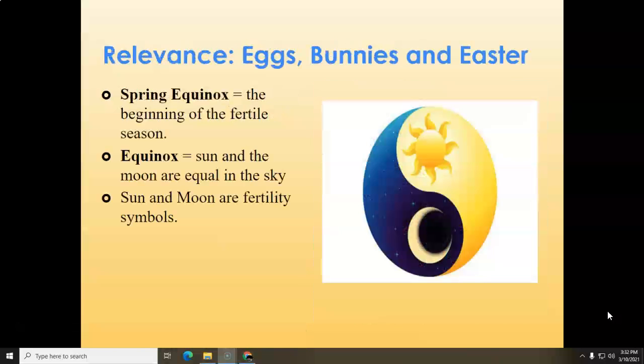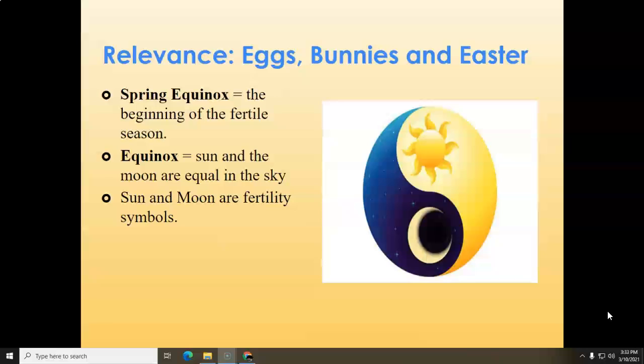So the relevance between eggs, bunnies, and Easter. Easter happens in the spring. It's one of the revolving religious holidays that isn't at the same time every year, but it depends upon when certain full moons fall, and it has to do with the spring equinox. The spring equinox is the beginning of the fertile season. At the equinox, the sun and the moon are equal in the sky. The days begin to become longer.